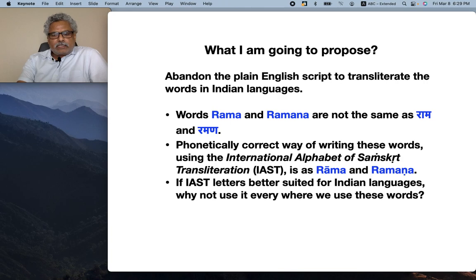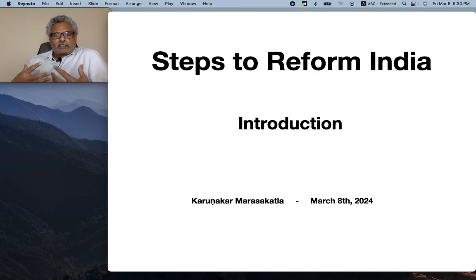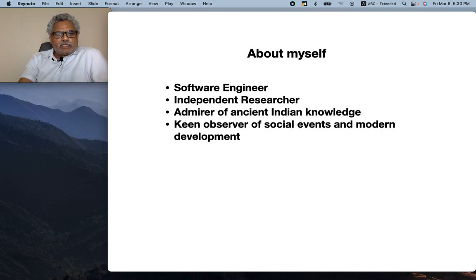This is one of the cases I am trying to present as part of my series. I'm calling it Steps to Reform India. We take many things as standard, even though we know they are not correct, and we're still using them. So instead of continuing to use them, why not modify them to better suit the exact original form of the representation?